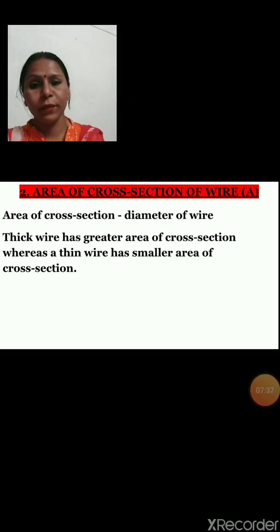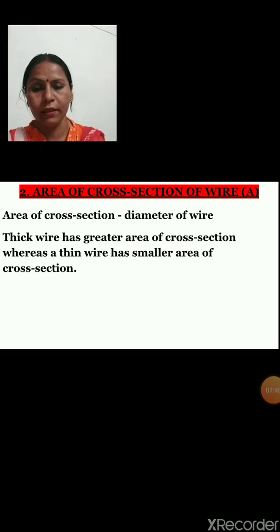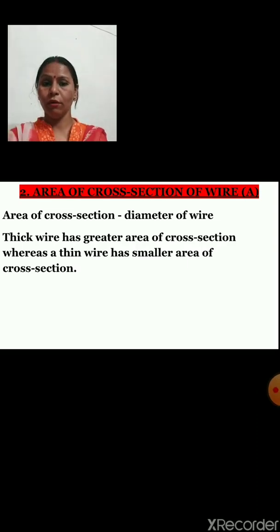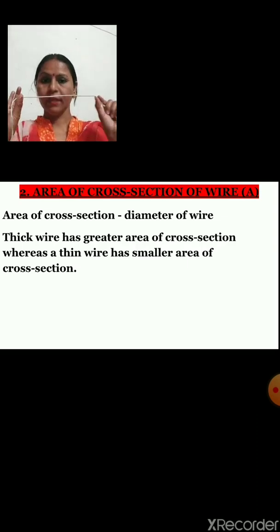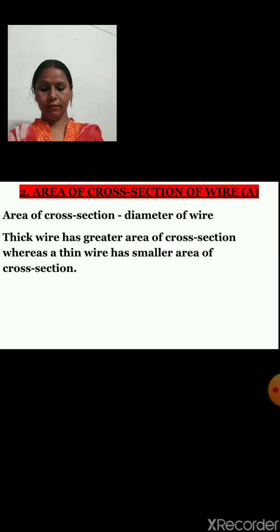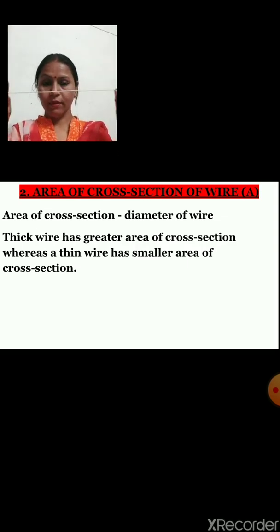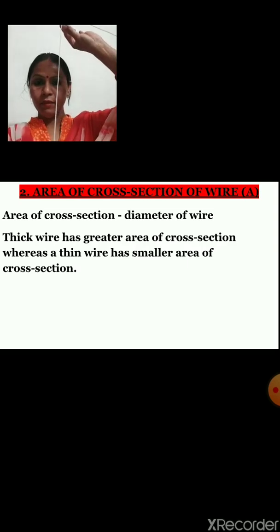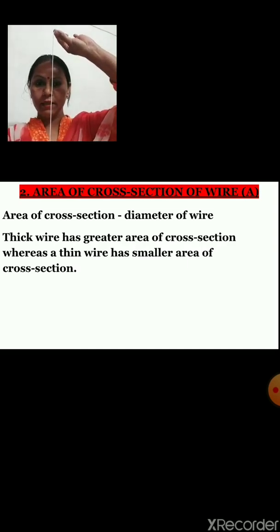Now children, the next factor is area of cross section of wire. Area of cross section of wire or conductor means the diameter of wire. If we are saying area of cross section, it means we are talking about the diameter of wire. If diameter is less, it means area of cross section is less, then the wire will be thin. A thin wire has small area of cross section.